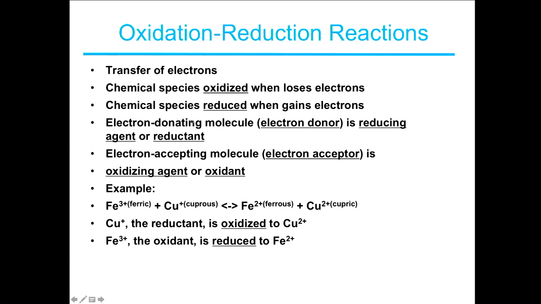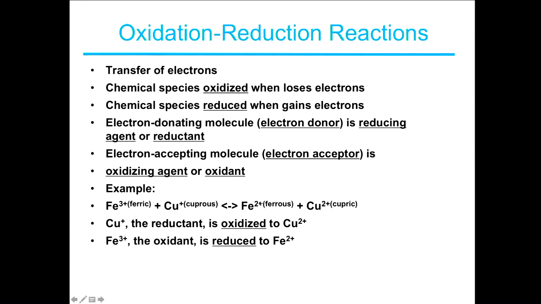And so we have terms for those actual molecules. We call the one that's giving up the electrons the electron donor. It's sometimes called the reducing agent because it reduces the other molecule, or the reductant. The other molecule is the electron acceptor, so it's going to get electrons, and it's called the oxidizing agent because it oxidizes the other molecule, or it can be called the oxidant.